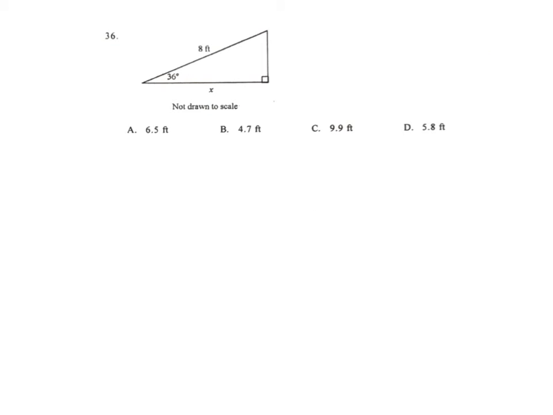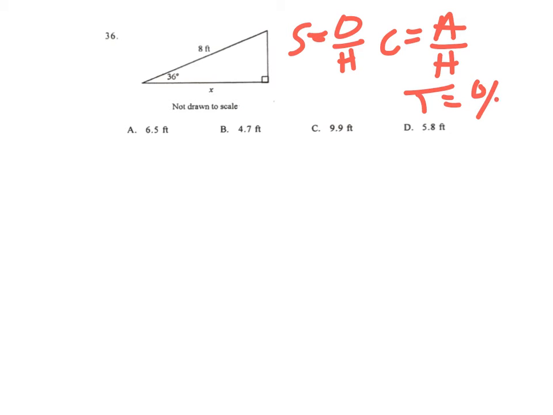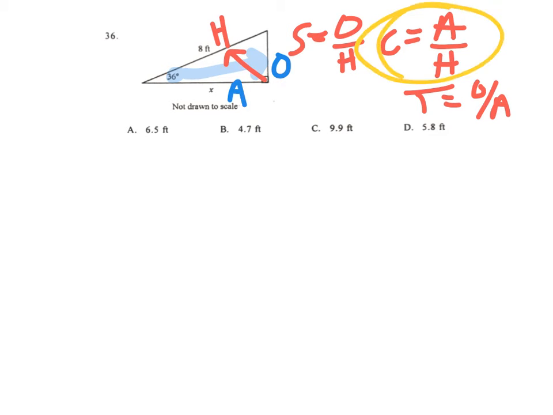36, again, we're still just using SOHCAHTOA. This one's all set up for you. Sine is opposite over hypotenuse. Cosine is adjacent over hypotenuse. And tangent is opposite over adjacent. So this is my angle here. Across from it's my opposite, O, next to it's my adjacent, and across from my right angle is my hypotenuse. I notice I have A and H, so I'm not going to use tangent, even though I circled it. I'm going to use cosine.